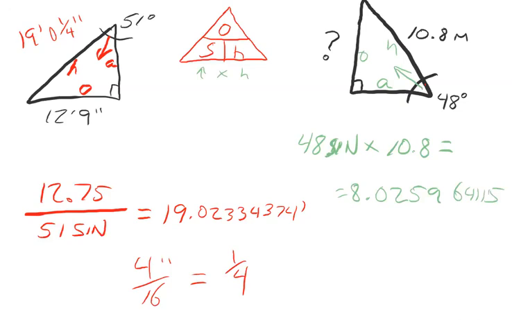8.0259641115. That's our answer, which is 8.026 meters. We round that 5 up to a 6. Perfect. That's it. So it's always going to be the degree behind the function.